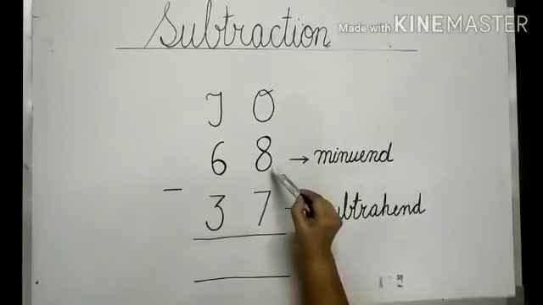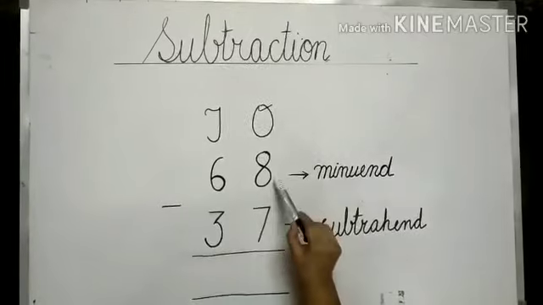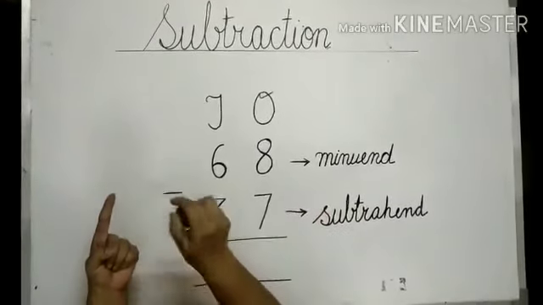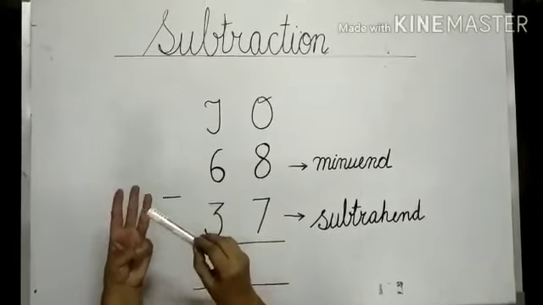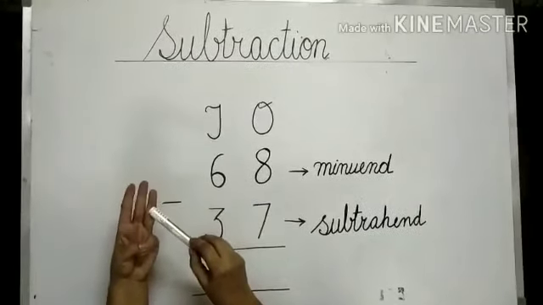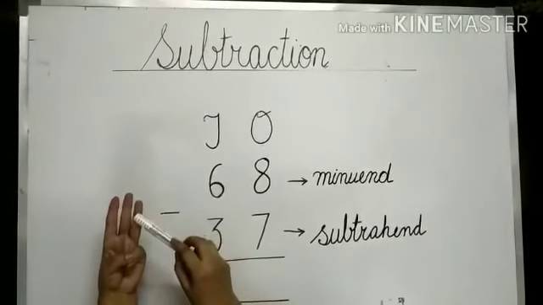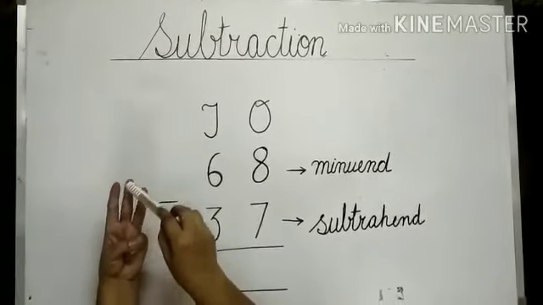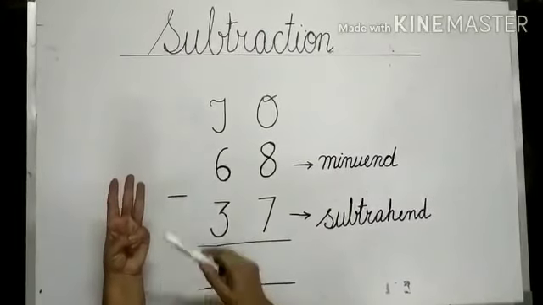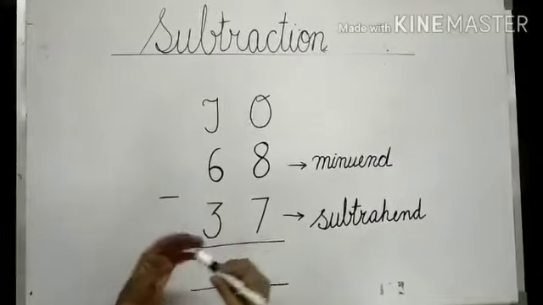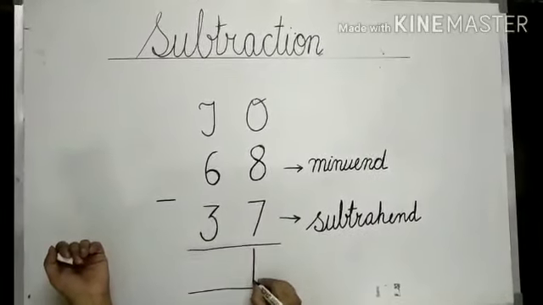Here we will subtract 7 from 8. We will first take 8 blocks. 1, 2, 3, 4, 5, 6, 7, 8. From 8 blocks we have to subtract 7 blocks. 1, 2, 3, 4, 5, 6, 7. Then how many blocks are left? Only 1 block. We will write here 1.